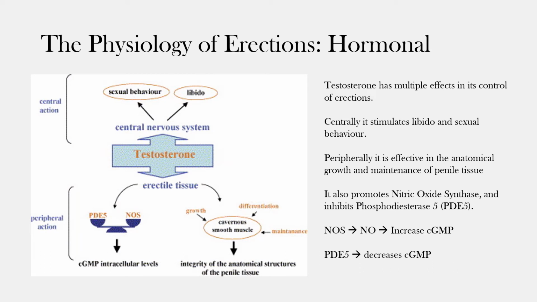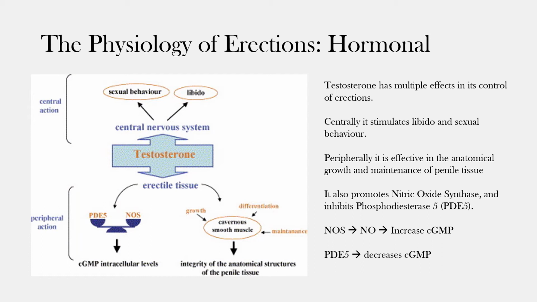Finally, you have the hormonal input. For erections, testosterone is vital, and testosterone has multiple effects in the control of erections, both centrally and peripherally. So centrally, it increases a man's libido, that's his sexual drive, and also his sexual behaviors. It increases those. Peripherally, it's involved both in the growth, the differentiation, the maintenance of the penile structure itself, but also, and most importantly, testosterone promotes nitric oxide synthase. If you remember nitric oxide synthase from a few slides before, nitric oxide synthase causes the creation of nitric oxide. Nitric oxide creates or increases cGMP, which causes vasodilation. So testosterone is critical for that.